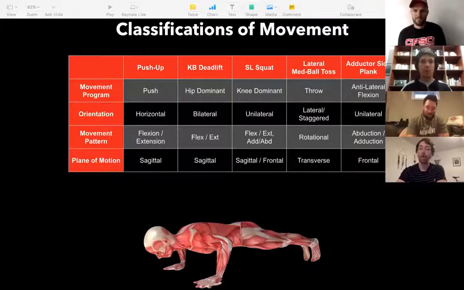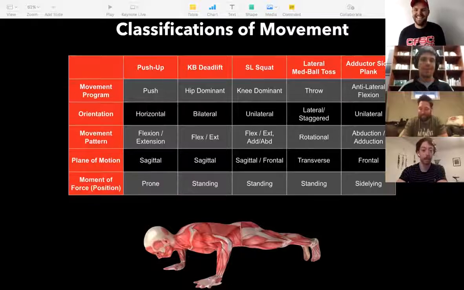I won't call it, what is it called? What country is that one named after? Which one? Oh, the Copenhagen? Yeah, Copenhagen. Whatever country, yeah, whatever, dude. It's an adductor side plank.